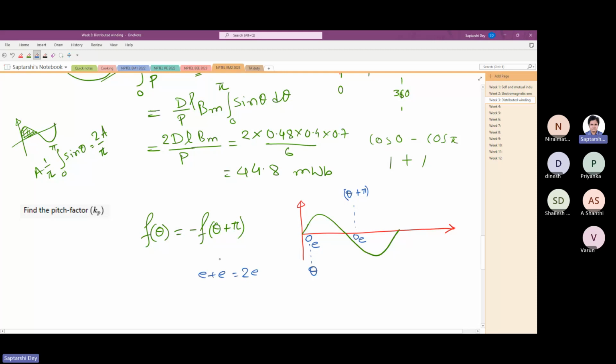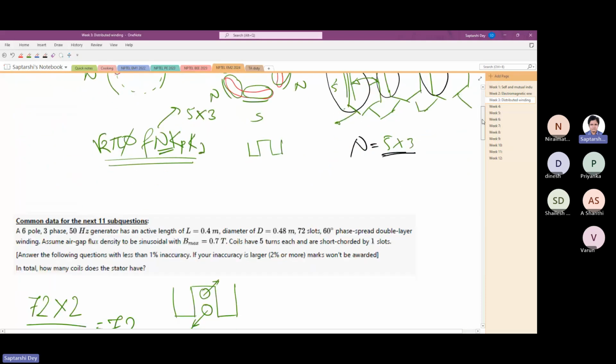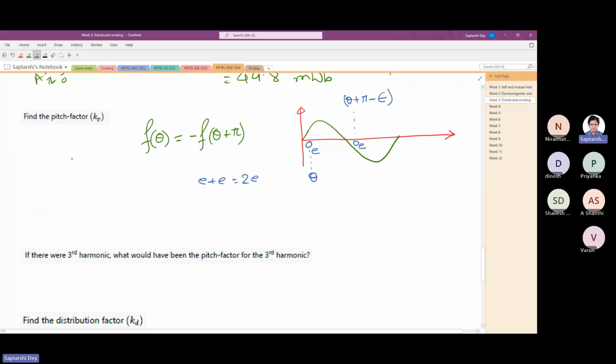But now if it is short corded, this one is no more at theta plus pi, rather it is at theta plus pi minus some short cording angle, epsilon. Now how much is epsilon? The question says it is short corded by one slot. Okay, we are doing all the calculations in electrical, otherwise we have to keep on converting every time. Since one electrical pole pair is the smallest possible unit, we will do all the calculation in electrical, which is also equivalent to mechanical calculation of a two pole machine.